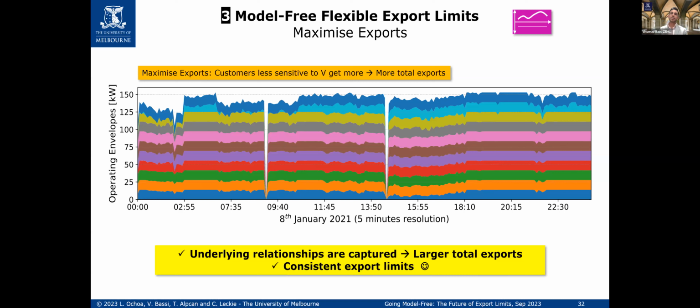So what's important here is that our approach captures the underlying relationship and is able to produce larger overall export from the entire network by constraining those customers that are more sensitive. And of course, again, we are obtaining consistent export limits.